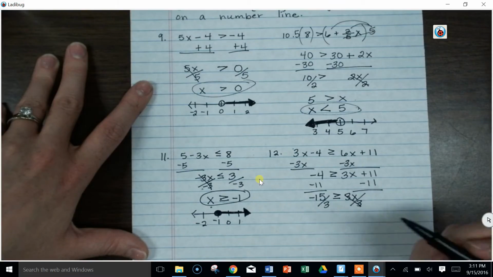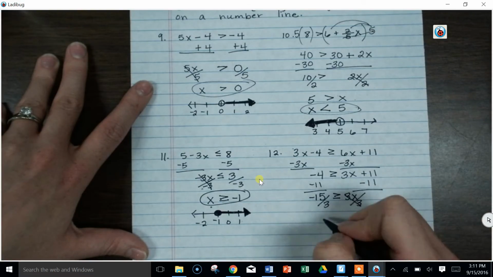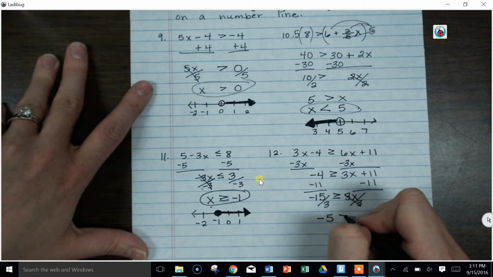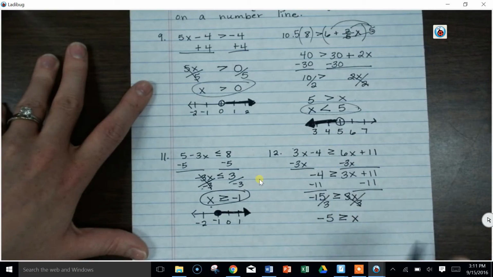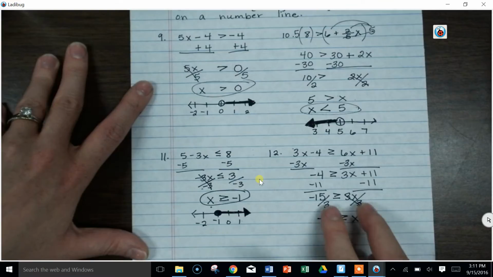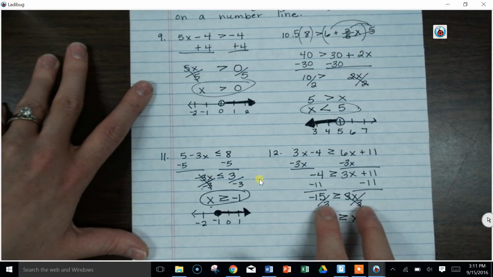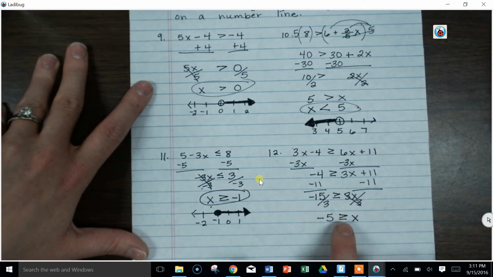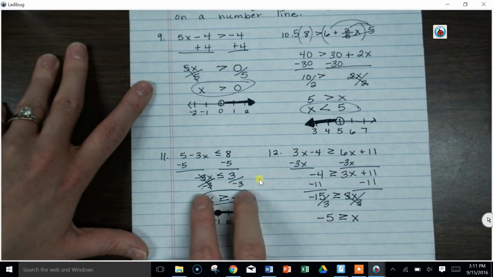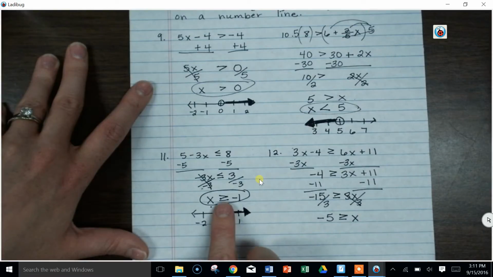Those divide out. Negative 15 divided by 3 is negative 5, so negative 5 is greater than or equal to x. I did not divide by a negative. The number in the denominator was positive 3. I divided by a positive number, so I did not change this. It's only when the denominator here that you're dividing by, when that's negative, that's when you change the inequality, not here.